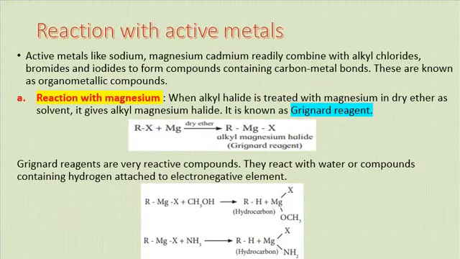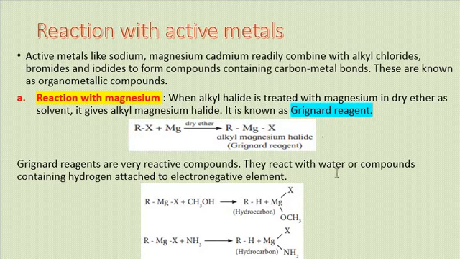Now, the next reaction is the reaction of alkyl halides with active metals like magnesium. Active metals are many, and some active metals are sodium, magnesium, cadmium, and they combine with alkyl chlorides, bromides, iodides to give compounds containing carbon-metal bonds. When an alkyl halide like RX, which we are seeing on the screen, is treated with magnesium metal in dry ether as solvent, it will give you alkyl magnesium halide, which is called Grignard reagent. Its chemical name is alkyl magnesium halide, and Grignard reagents are very reactive compounds.